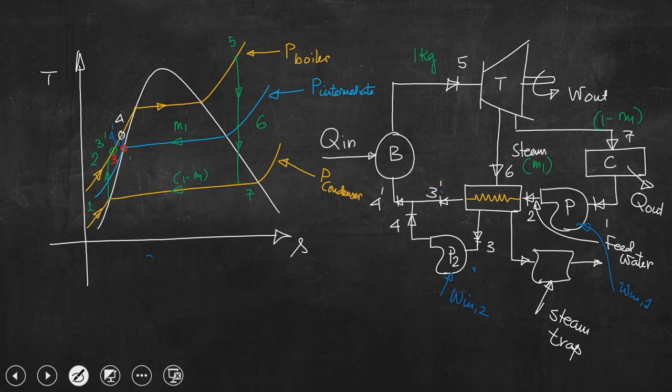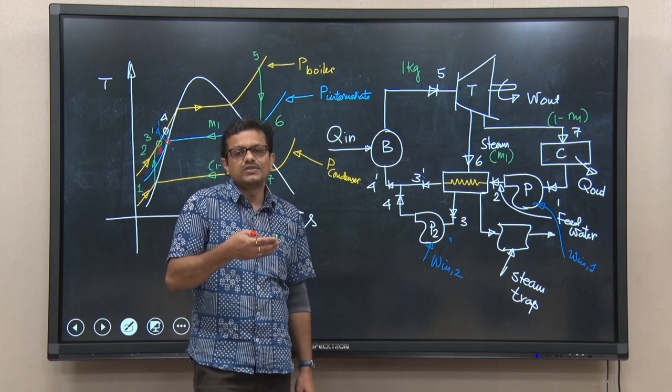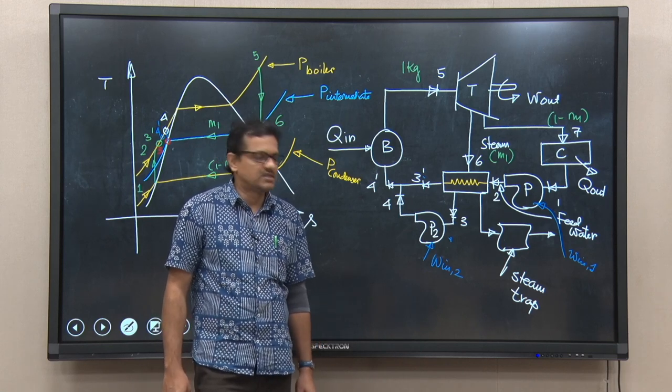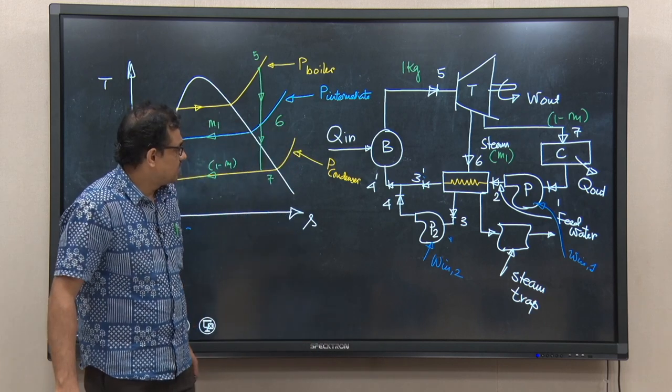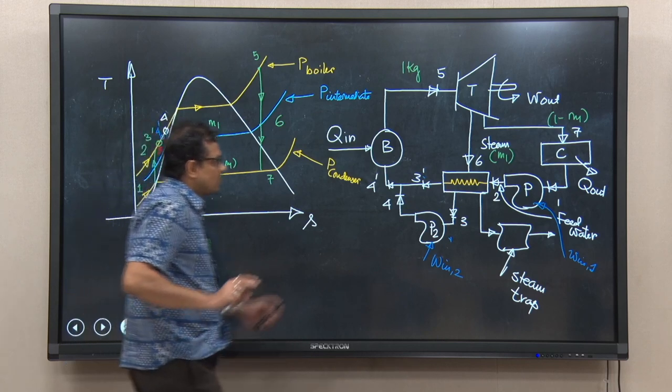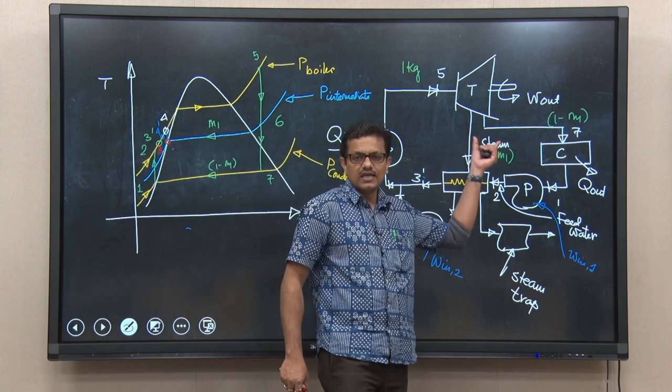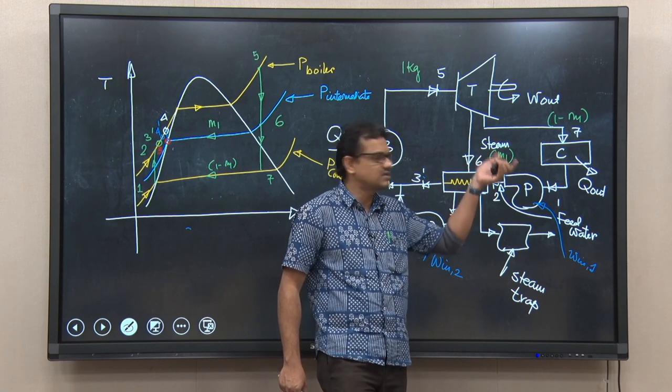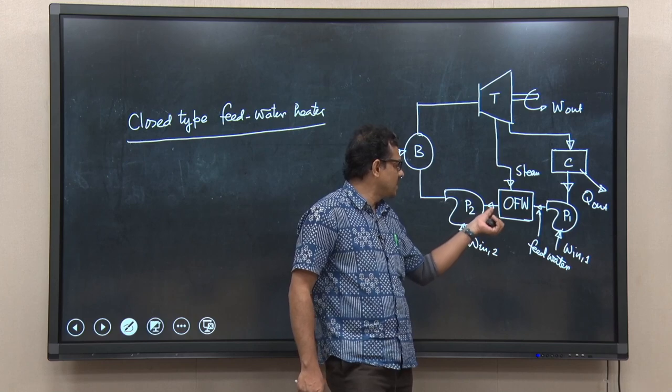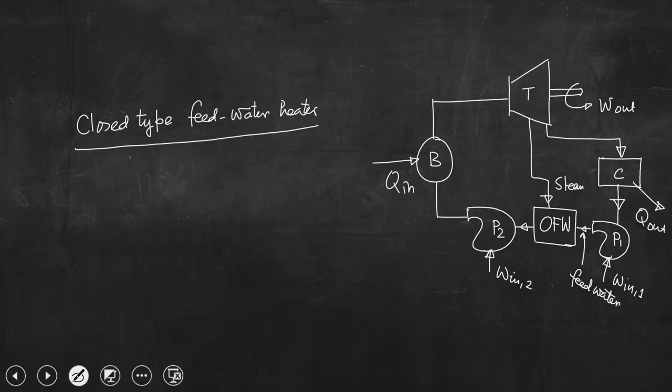So, it is because of this increase in temperature of the feed water that the average temperature of heat addition increases, which in turn increases the efficiency of the cycle. Now, again one important issue will be there, that what should be the fraction of steam that should be extracted. In the context of the open type feed water heater, I have discussed that you have to keep in mind that the thermodynamic state at the inlet to pump 2 should be the saturated liquid. So, that was the key for the calculation of the fraction of steam that should be extracted.